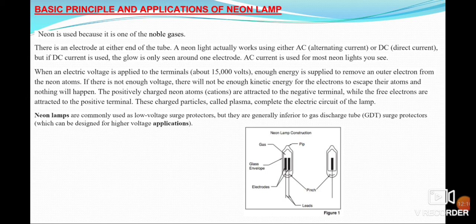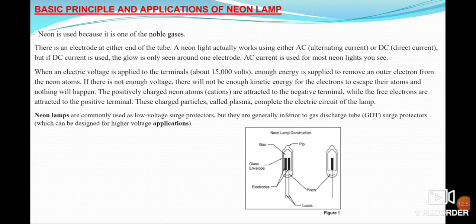So when an electric voltage is applied to the terminals, enough energy is supplied to remove an outer electron from the neon atoms. If there is not enough voltage, there will also not be enough kinetic energy for the electrons to escape their atoms, and hence nothing will happen. So the positively charged neon atoms are attracted to the negative terminal, while the free electrons are attracted to the positive terminal. These charged particles, called plasma, complete the electric circuit of the lamp.